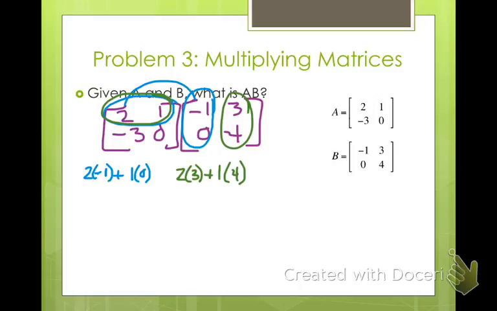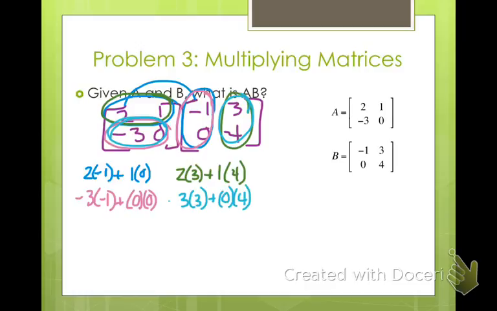In the third one, I take the bottom and I multiply it by the first one. So I have -3 times -1 plus 0 times 0. And then my last one, I'm taking the bottom, multiplying it to the side. -3 times 3 plus 0 times 4.